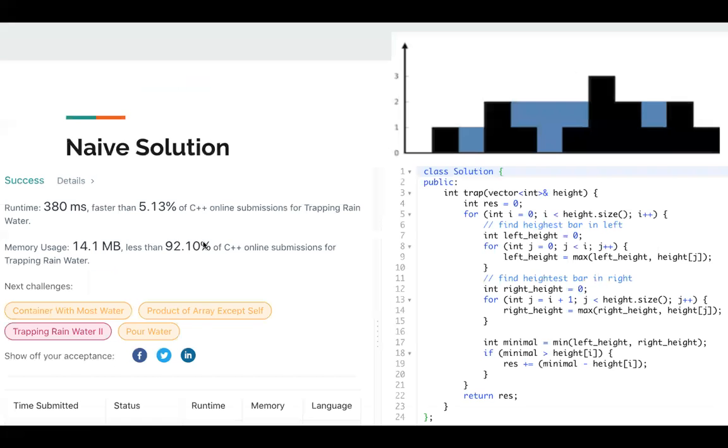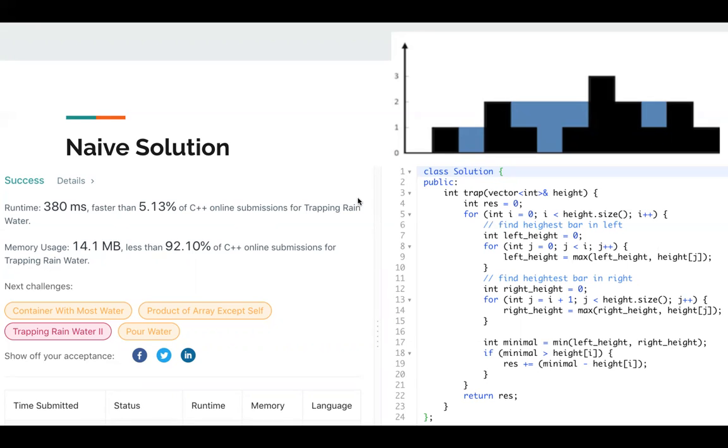So one naive solution is, for each particular bar, we find the highest bar on the left, and the highest bar on the right. Then we take the minimum of the two, and compute how much water it can trap at that bar. Okay, it can pass the test cases, but the speed is very slow. We can see that it's almost 400 milliseconds, since the time complexity of this solution is O(n) square.